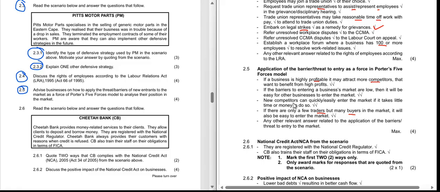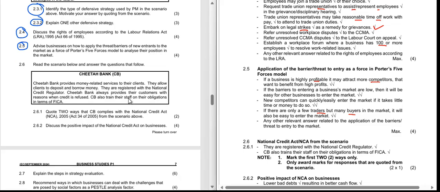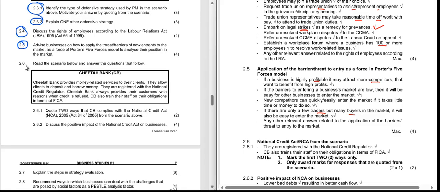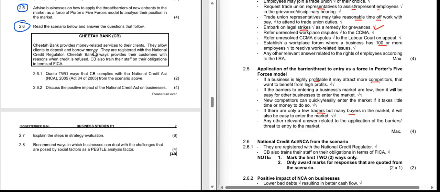All right, so the next one is a scenario. Read the scenario below and answer the questions that follow. All right, so Cheetah Bank, CB. Cheetah Bank provides money-related services to their clients. They allow clients to deposit and borrow money. They are registered with the National Credit Regulator. Cheetah Bank always provides their customers with reasons when credit is refused. CB also train their staff on their obligations in terms of FICA.